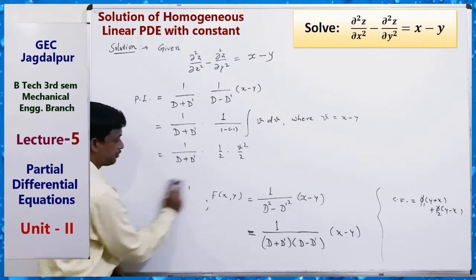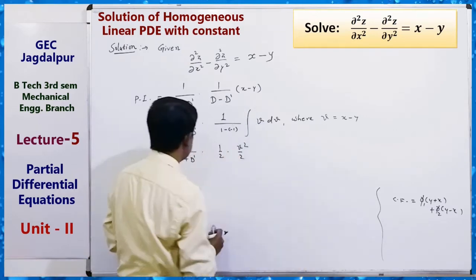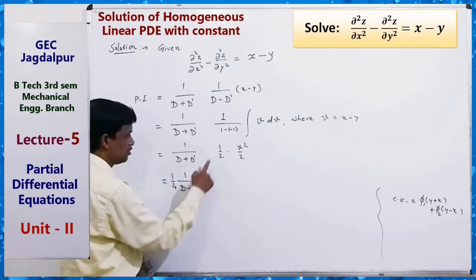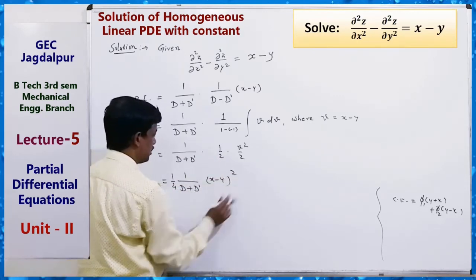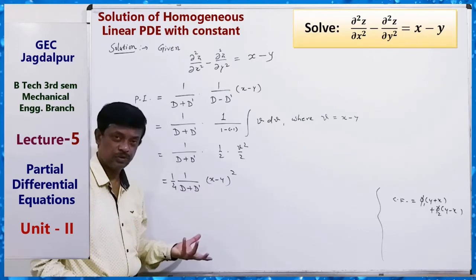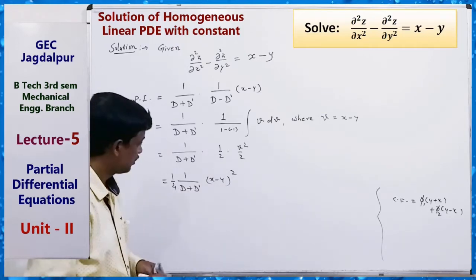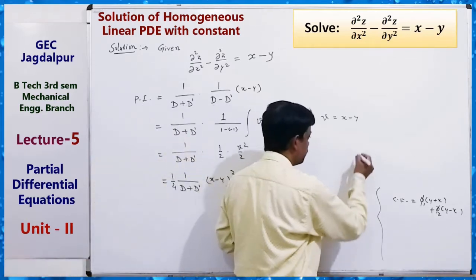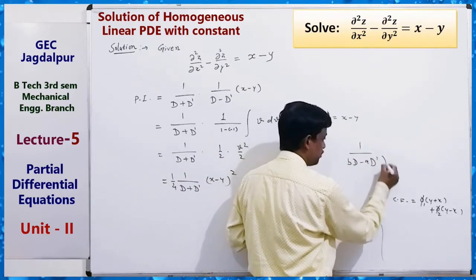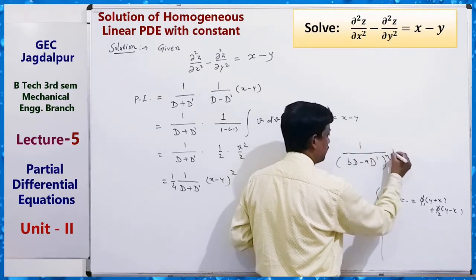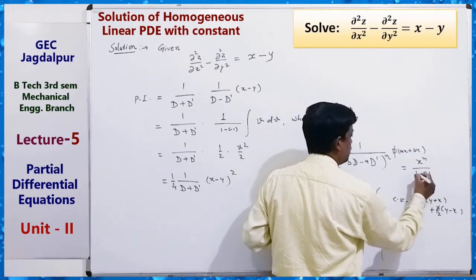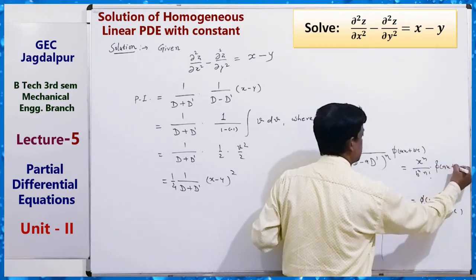So we can write this equals 1 upon D plus D dash, 1 by 4, b square means (x minus y) square. Now 1 upon D plus D dash of (x minus y), here a is 1, this is minus 1, 0. So what formula here will we apply? We know the formula: 1 upon f(a,b) equals 0, that is (bD minus aD dash) power n, phi(ax plus by) equals x power n upon n factorial, b power n into phi(x plus by). This is our formula.